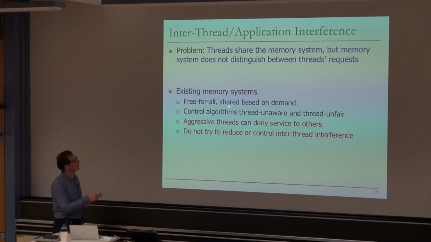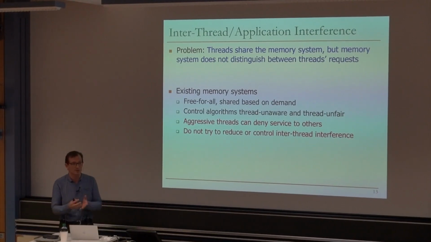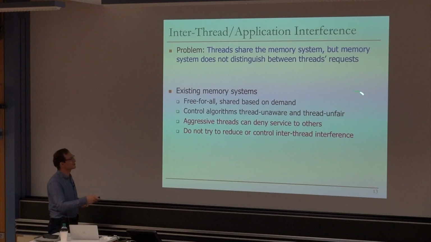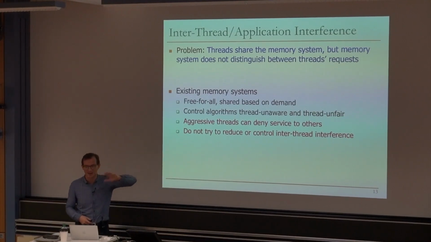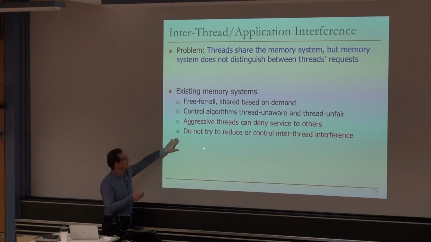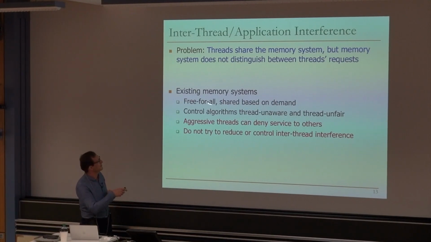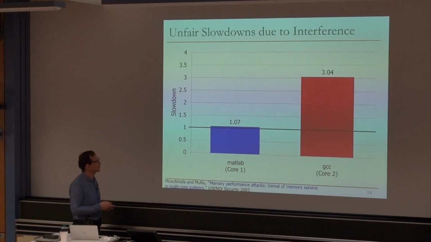The memory systems are shared based on demand, and your control algorithms are thread unaware because you don't distinguish between different threads' requests, and as a result, thread unfair. Meaning that aggressive threads can deny service to others, and we've seen this earlier. I'm going to go into more of that. And the existing memory systems do not try to reduce or control inter-thread interference. As a result, you get all kinds of performance isolation and quality of service problems.